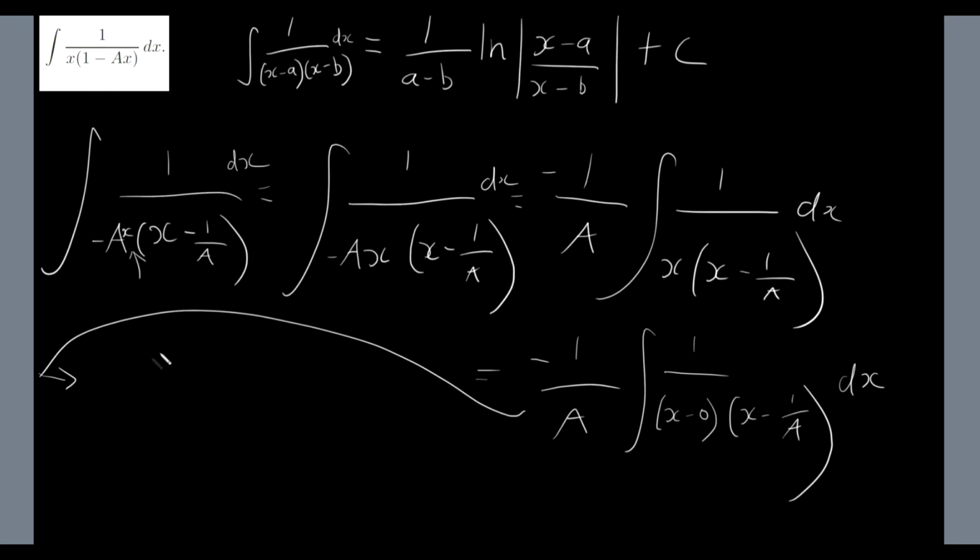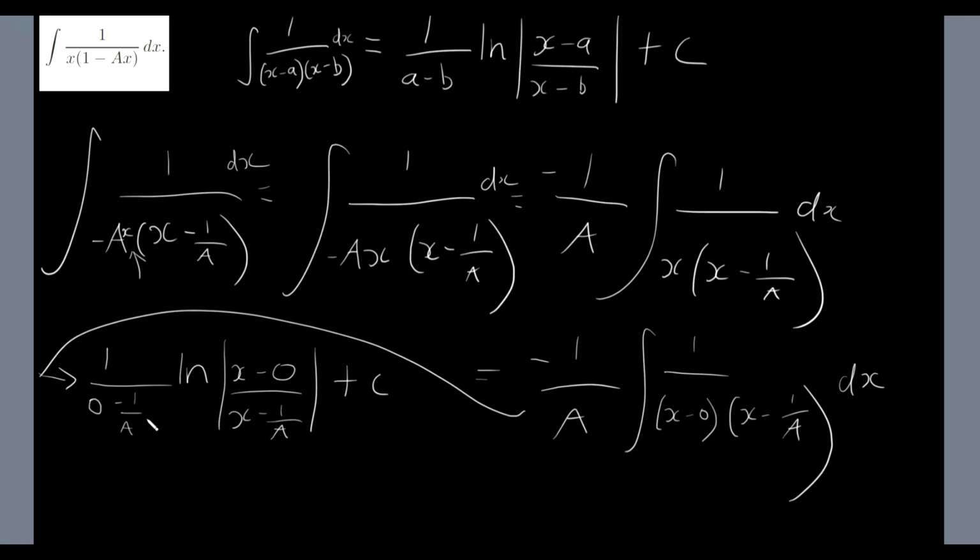We need to write 1 over a minus b. So let's write 1 over, okay, what is our a? Our a is 0. 0 minus b, what's our b? Our b is 1 over a. Okay, so that's this part over here. And we write ln, and modulus of x minus a, which is 0, divided by x minus b, which is 1 over a. Okay, and then we just neaten this up, and let's have a look. So this was a minus. It has a minus 1 over a in the front.